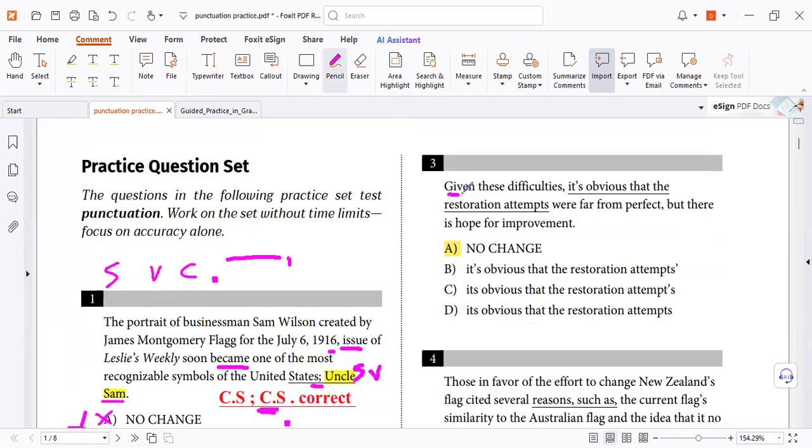Look, given past participle phrase, comma. So phrase, comma, you need a clause. So we need "it is". This is an abbreviation of "it is" or "it has". It is obvious that... a noun clause, and then we have the clause. So you need a comma.